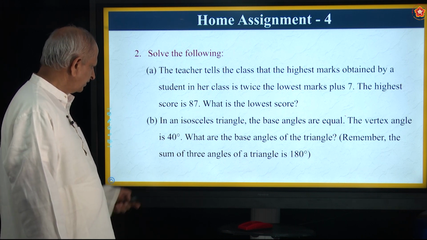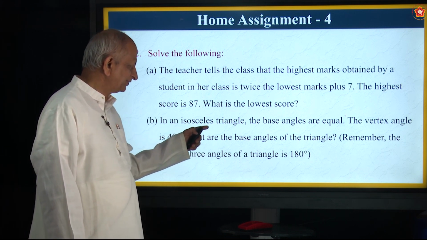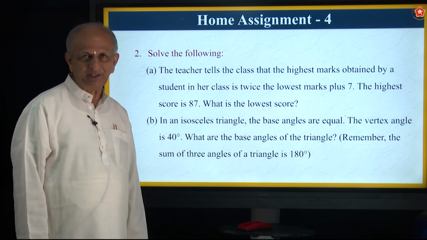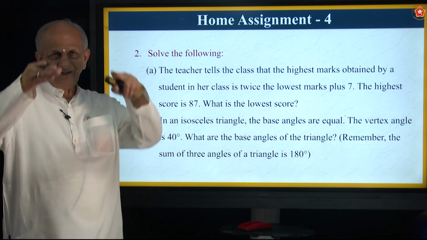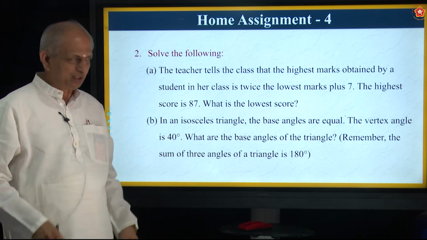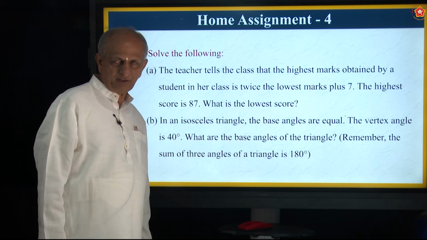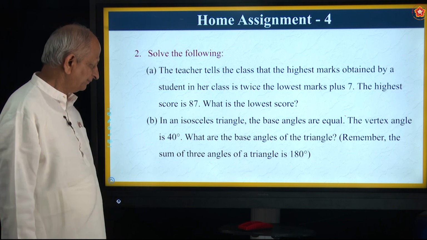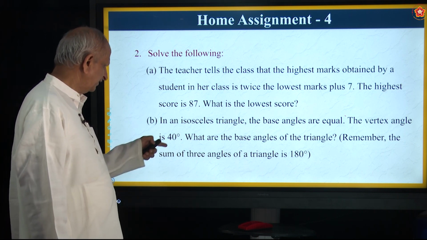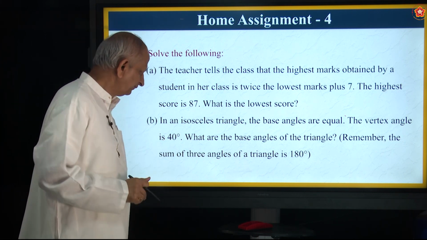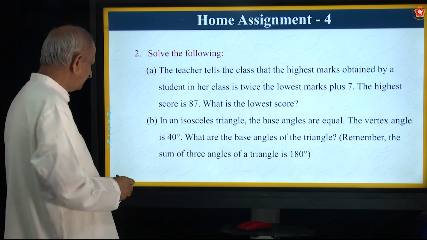Okay. In an isosceles triangle, the base angles are equal. What is isosceles? A triangle in which 2 sides are equal is called isosceles, and the base angles are equal. That's the law of geometry. Vertex angle is 40 degrees. Vertex means top. What are the base angles of the triangle?